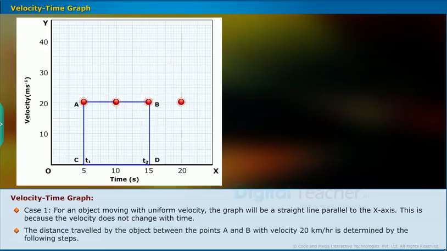The distance traveled by the object between the points A and B with velocity 20 km per hour is determined by the following steps.